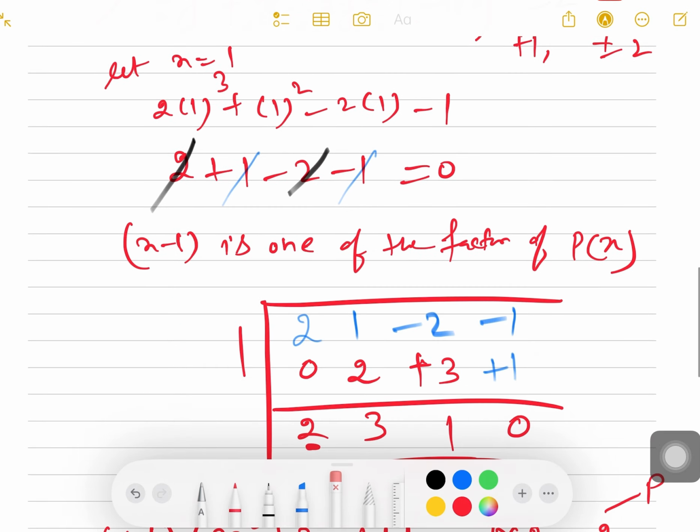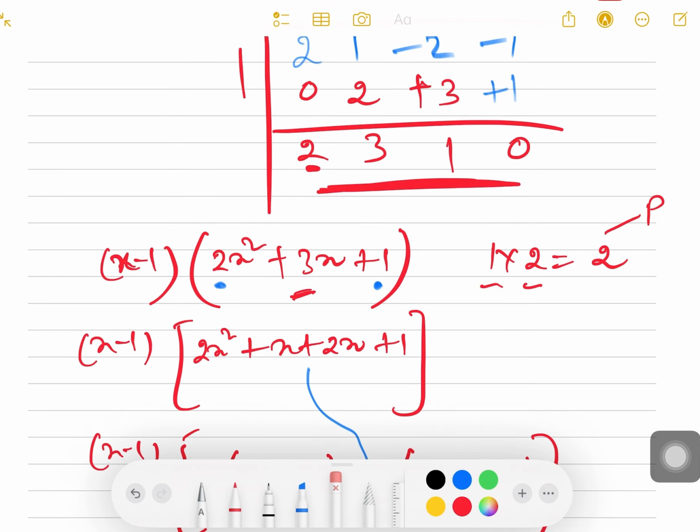Actually I changed the variable, right? They gave here y, I wrote everywhere x, so you can change this variable with y.